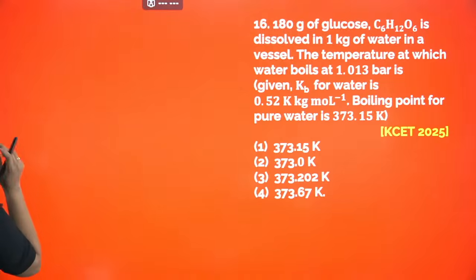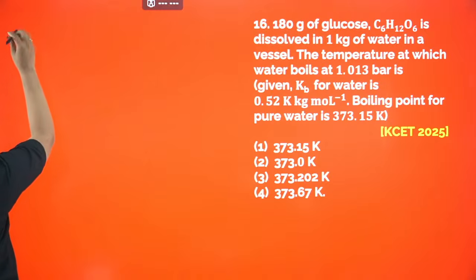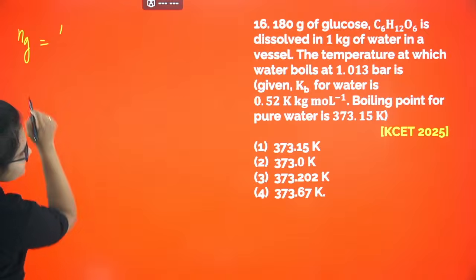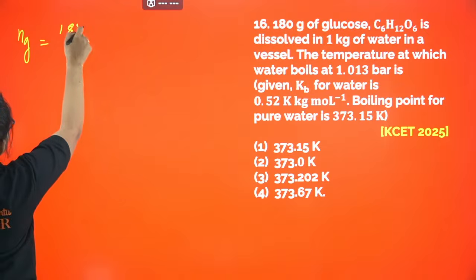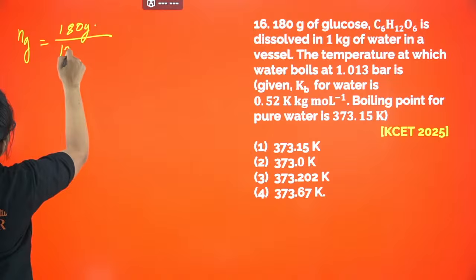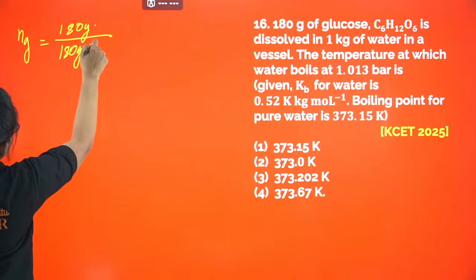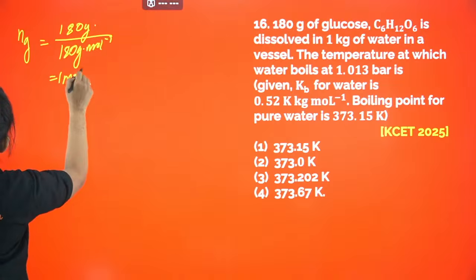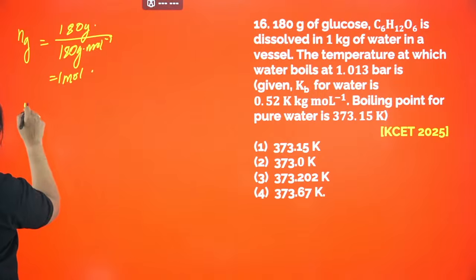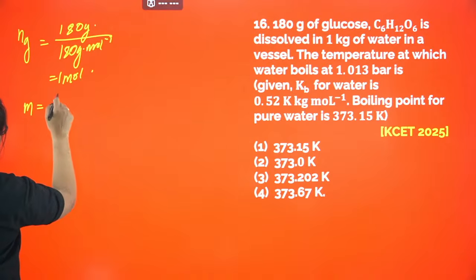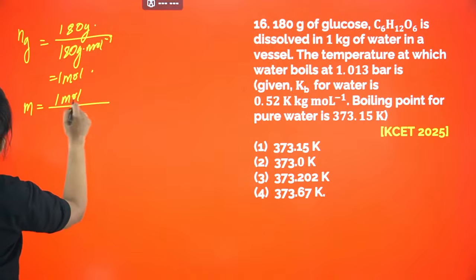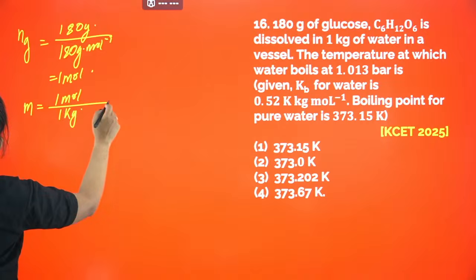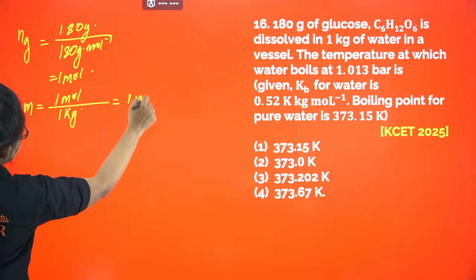Here again, glucose is added, so I have to find the number of moles of glucose. That is 180 gram divided by 180 gram per mole, so from here I will get 1 mole. Now calculate the molality. Molality is the number of moles divided by the mass of solvent, 1 kg. So you get 1 mole per kg.